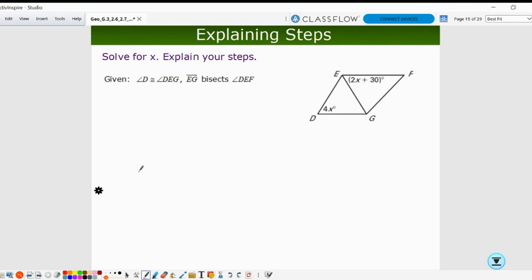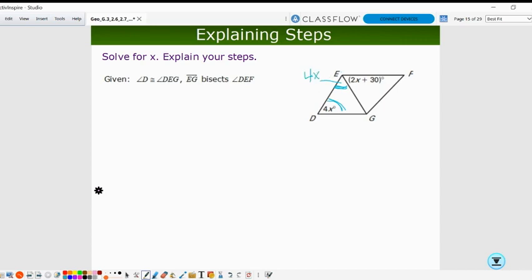If you could, take a look at this next example and explain your steps in a paragraph proof, where each step you'd have to justify with a reason. So we'll talk it through. We know that angle D is congruent to angle DEG. So these are congruent. If we know that D is 4x, then we know that DEG is also 4x.